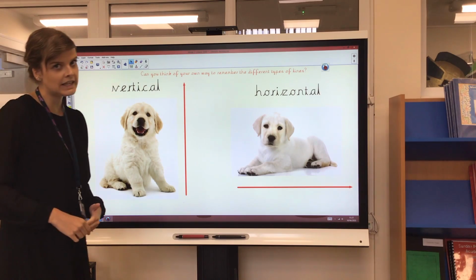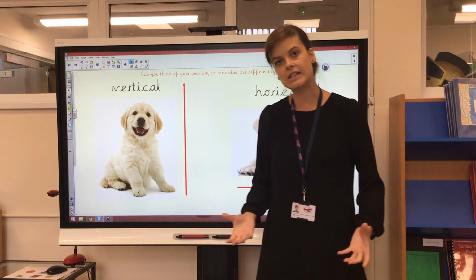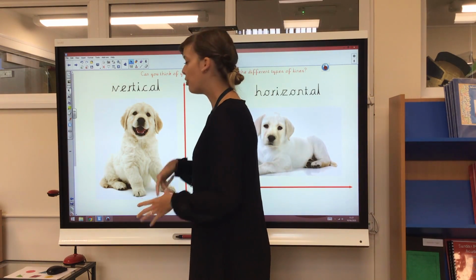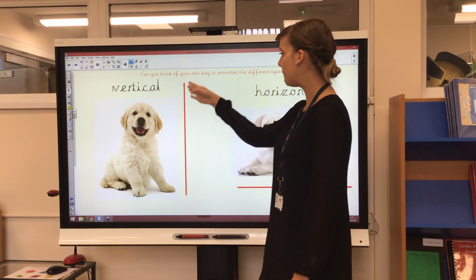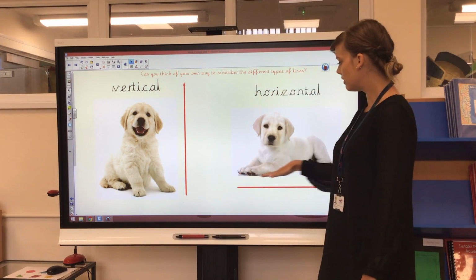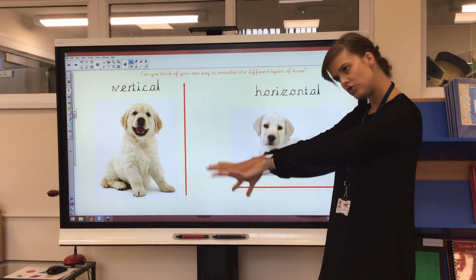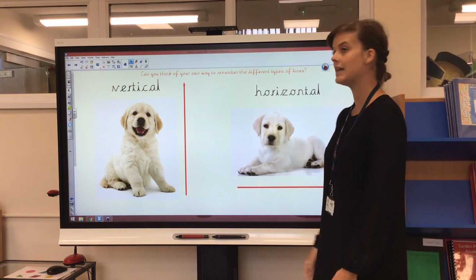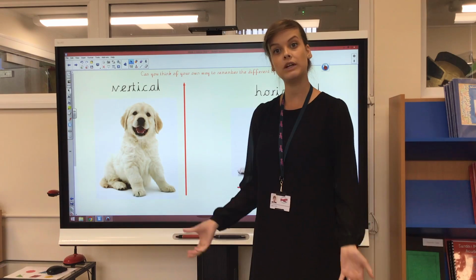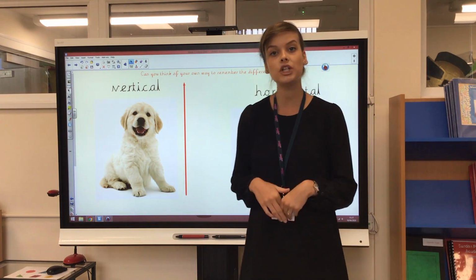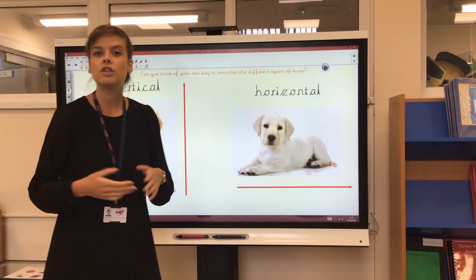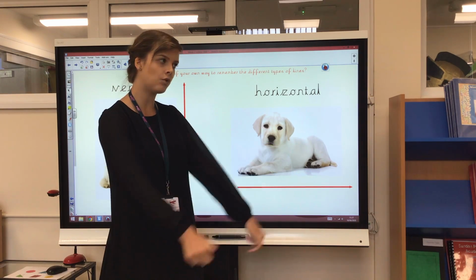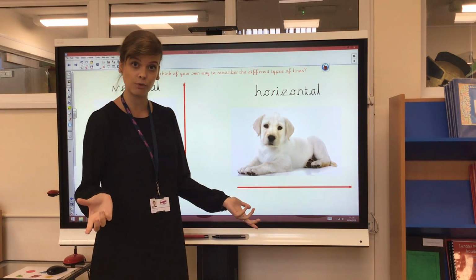Now, just because Miss James really likes the puppy pictures, to remind ourselves and to help us remember what a vertical line looks like. It's like a puppy who's sitting up or standing up, it's going up and down. And a horizontal line is like a puppy that's lying down, it's going straight across. Can you think of your own way to remember the different types of lines? If you can, that's absolutely fine. Or you can use Miss James's puppy pictures. A puppy either sits up or stands up for a vertical line, or it's lying down for a horizontal line. It's entirely up to you.